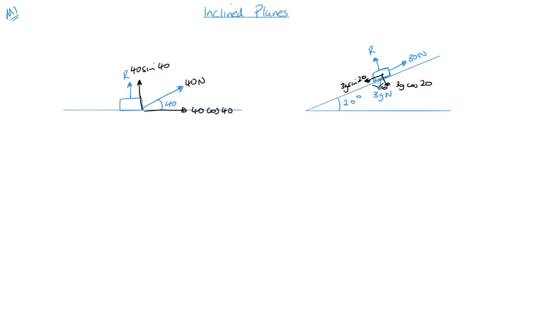So we're always going to resolve parallel to the plane or perpendicular to the plane. We're not going to look at resolving horizontally and vertically. It's going to be parallel and perpendicular to the plane, so in line with the plane and at 90 degrees to the plane. Now, what I think we'll do is jump into a straightforward example first of all and take it from there.